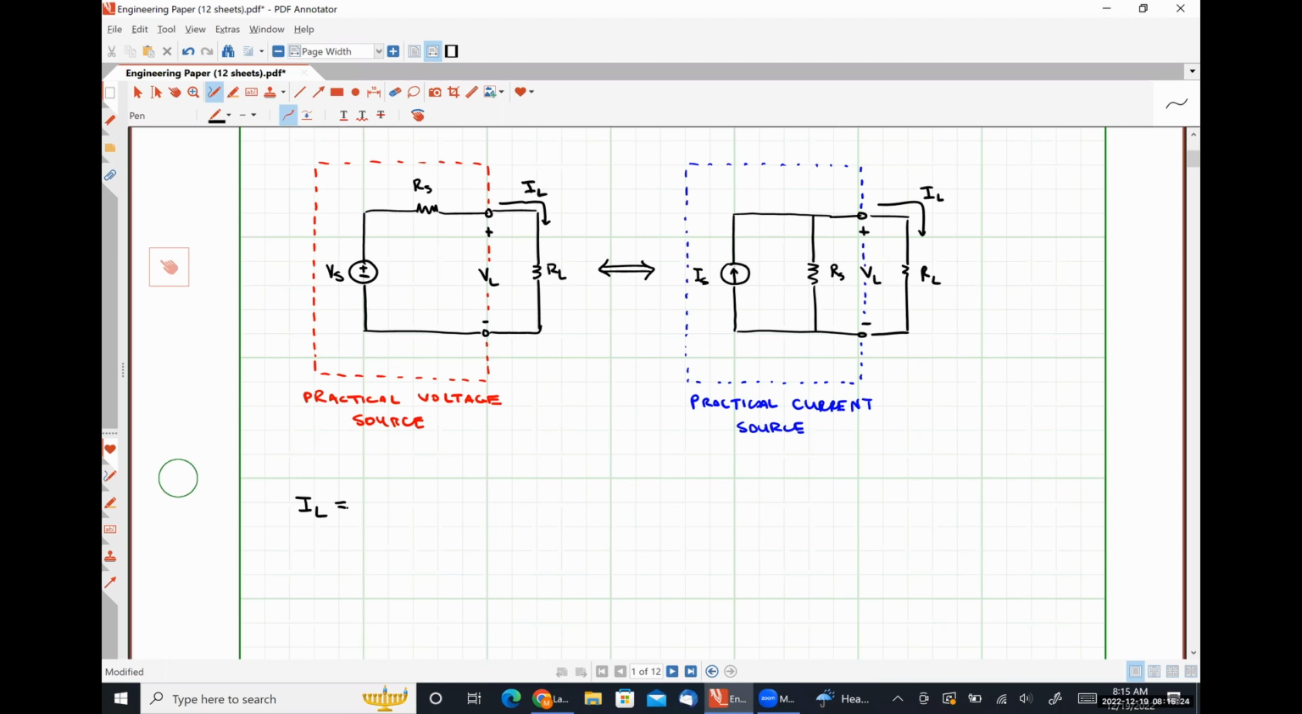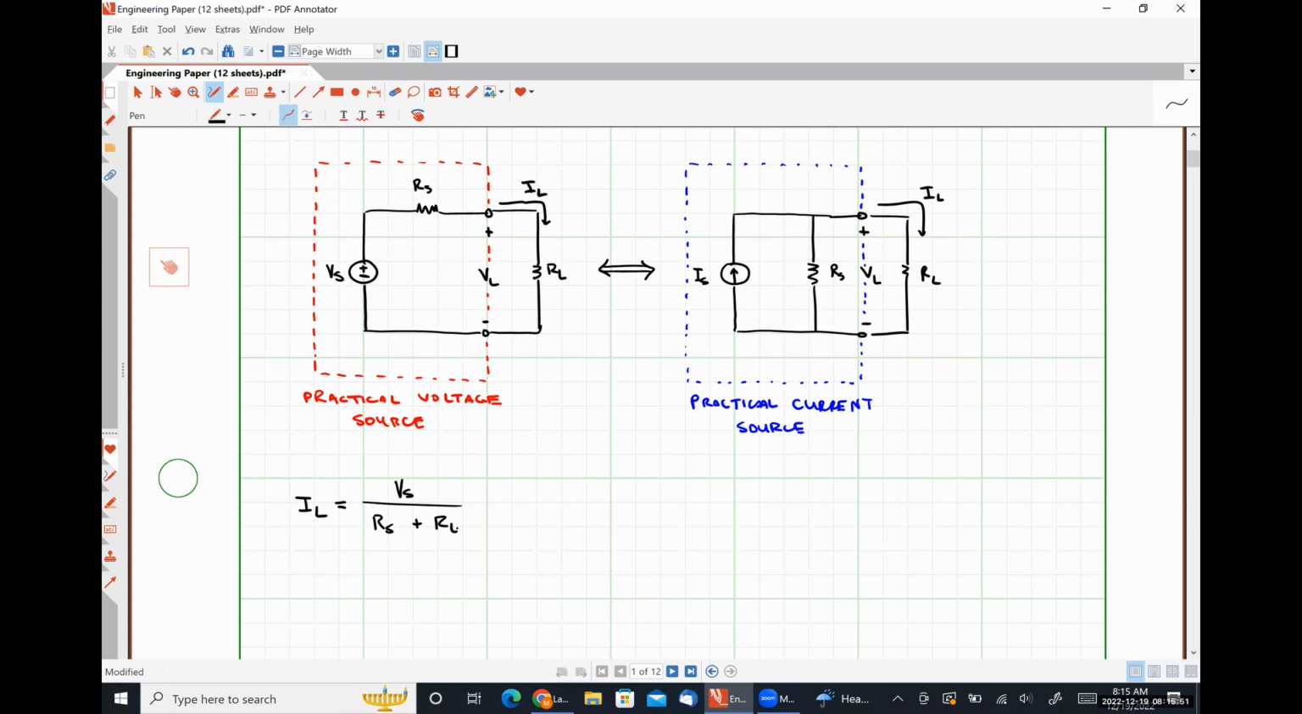So what's the easiest way to figure out what IL is? V over R. Sure, Ohm's law. Vs divided by RS plus RL. Perfectly reasonable, simple application of Ohm's law. Anybody have any problem with that whatsoever?